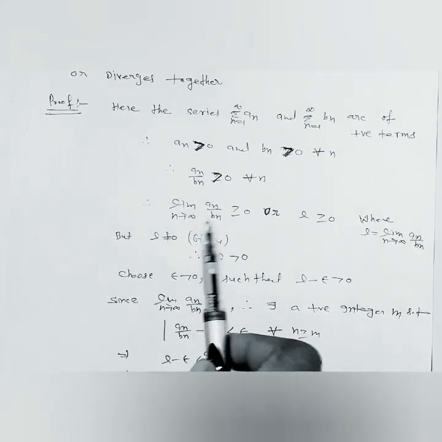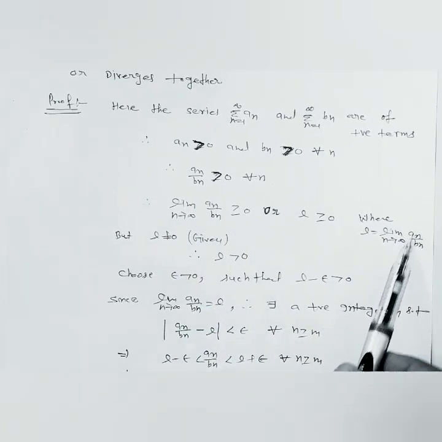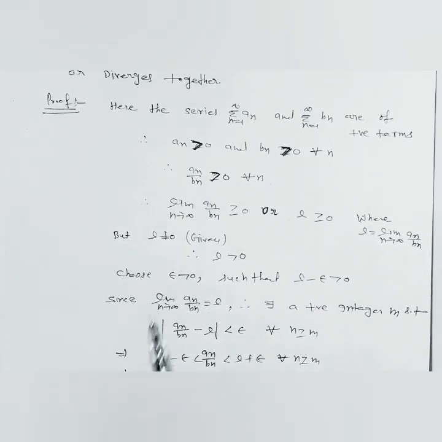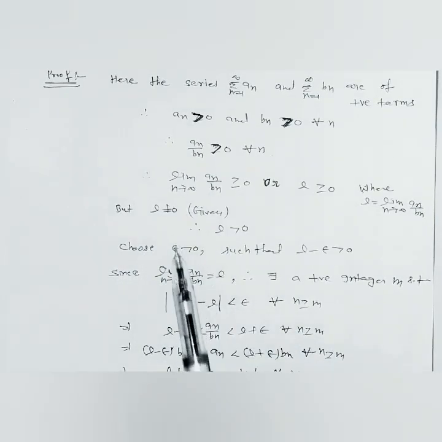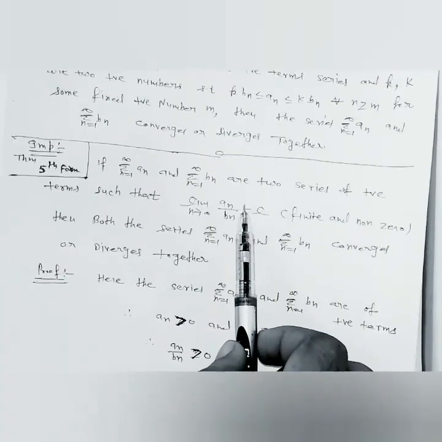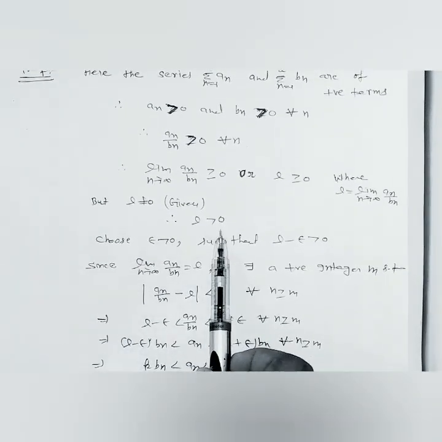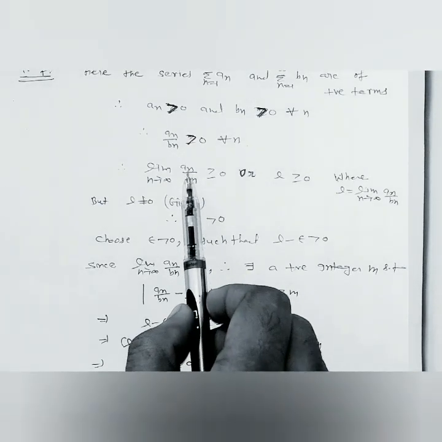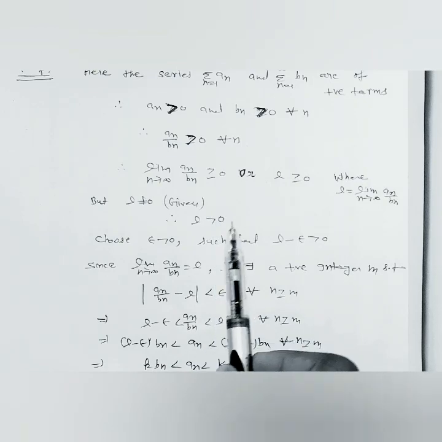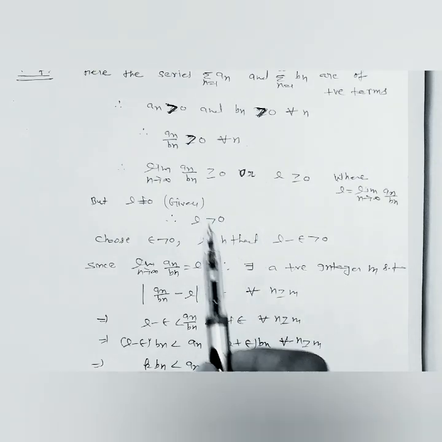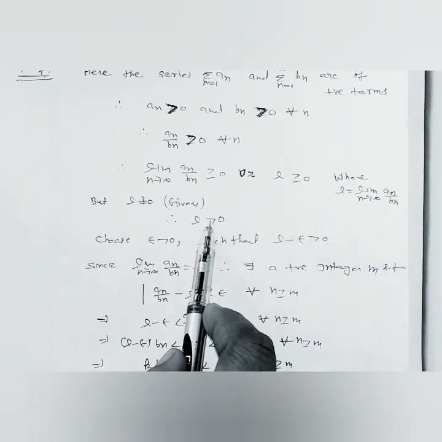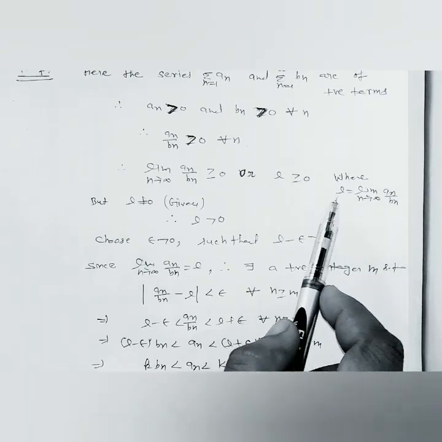Let limit n goes to infinity an by bn be equal to l, so l is also greater than or equal to 0. But l is not equal to 0. Here it is given that l is finite and non-zero, therefore l is greater than 0. So here we conclude that the sequence an by bn, from limit n goes to infinity an by bn equal to l where l is greater than 0, converges to l.